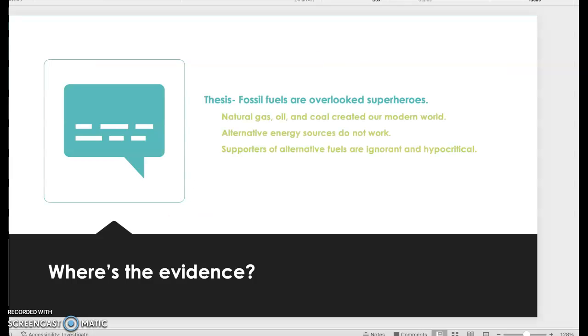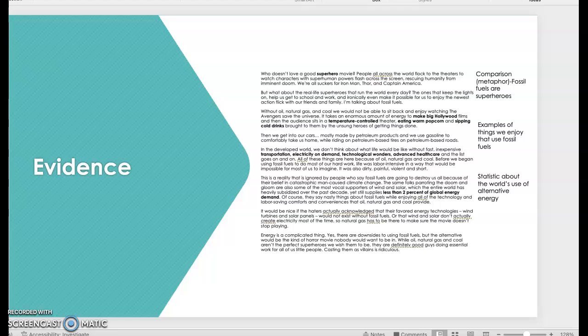After looking at his overall argument, we can start to ask how strong the argument is. And we should be asking ourselves, what evidence does he provide to support his ideas? And is it sufficient to make the argument? Looking at the argument, we can see that he does use a comparison or a metaphor, which is a weak type of evidence, but it's meant to teach. And this comparison or metaphor is his argument that fossil fuels are superheroes.